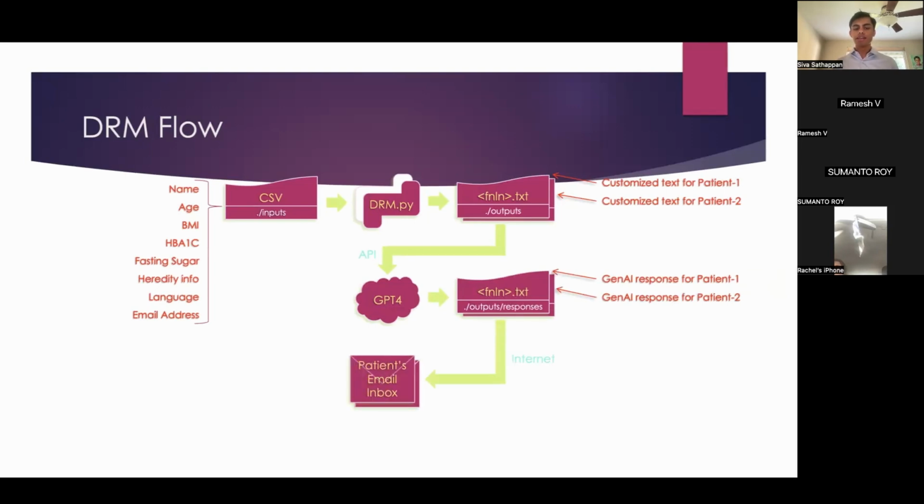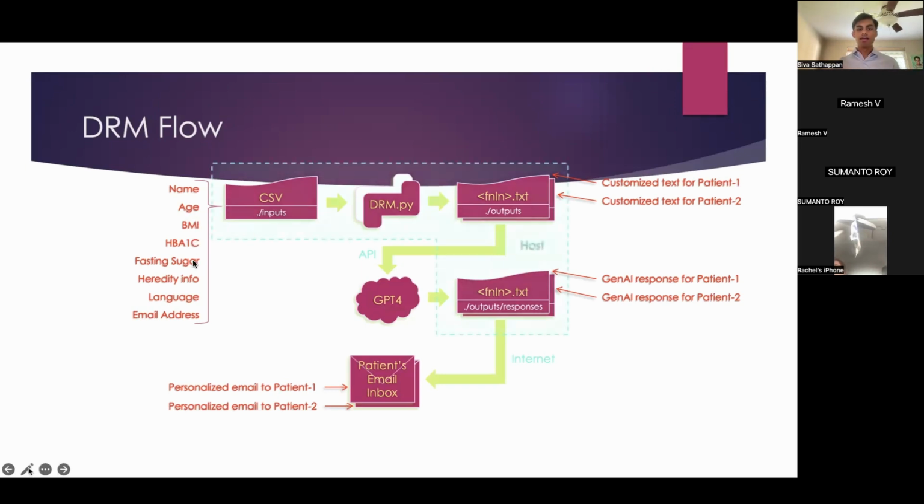This will then use the internet to go to the patient's email inbox. It will also use simple mail transfer protocol. This is also personalized for each patient. I'm using the word personalized a lot because GPT-4 writes a personalized email for the patient according to the patient's age, BMI, and HbA1c levels. Again, the CSV, DRM, and text files act as the host.